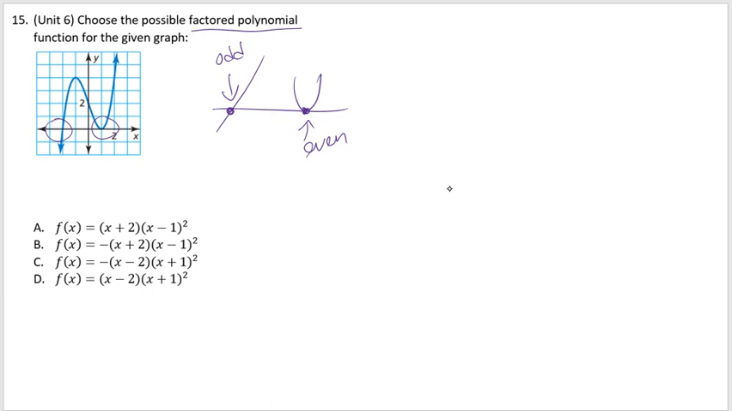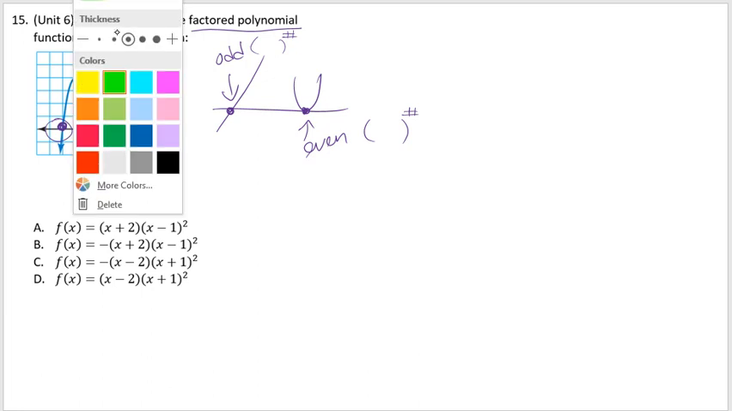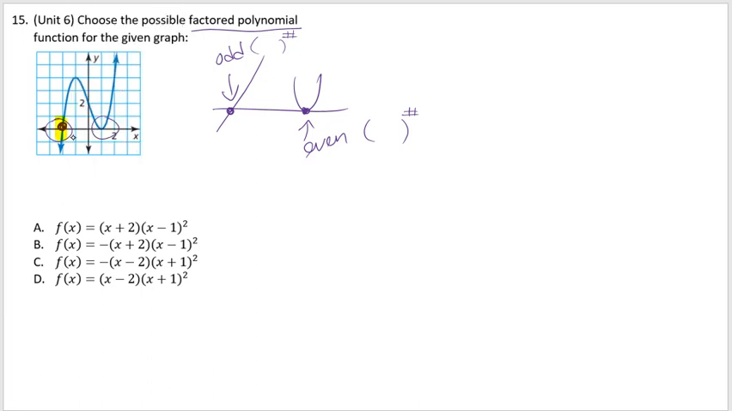So by odd, we're talking about degrees, the exponents being odd numbers, and then for even, the exponents being even numbers. So right here, because at -2, I'm going to highlight that for you. This is a -2. When x is -2, we have a linear factor. It just crosses once. We're going to just have a factor that says x plus 2.